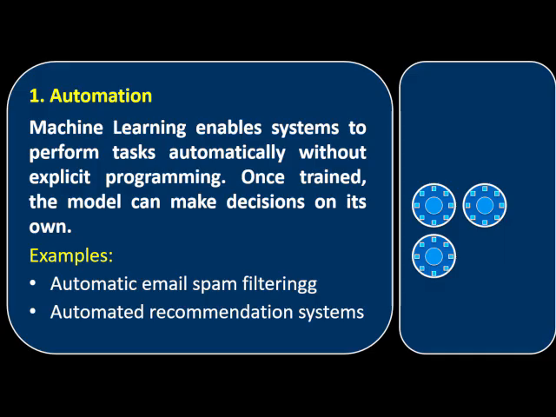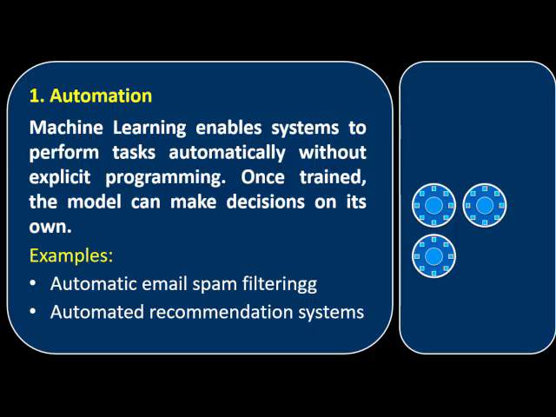Automation means performing tasks automatically without continuous human involvement. In traditional programming, if we want a system to work, we must clearly define every rule. If this happens, do that. If that happens, do this. This becomes very difficult when conditions change frequently. Machine learning removes this limitation.